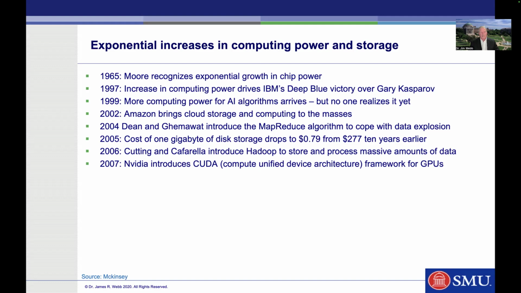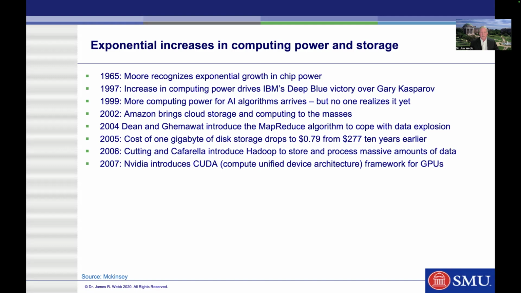So 1997, IBM's Deep Blue victory over Garry Kasparov. 1999, computing power for AI algorithms arises. No one knows that, but it's there. 2002, Amazon cloud storage. Now it's easier to gather data, right? It's all in the cloud.